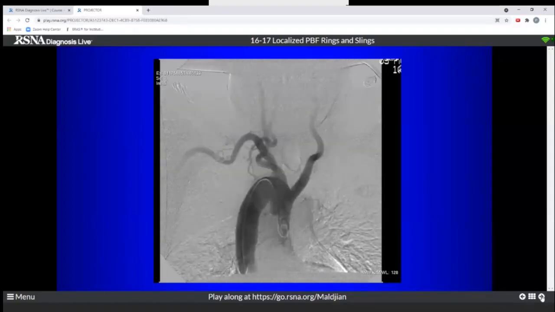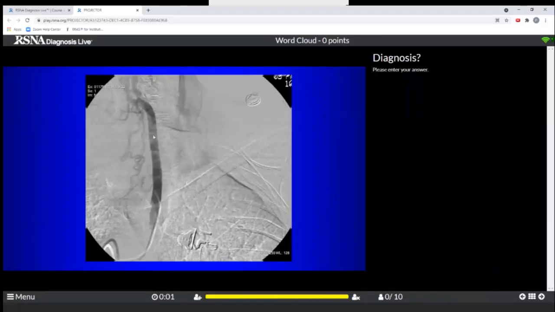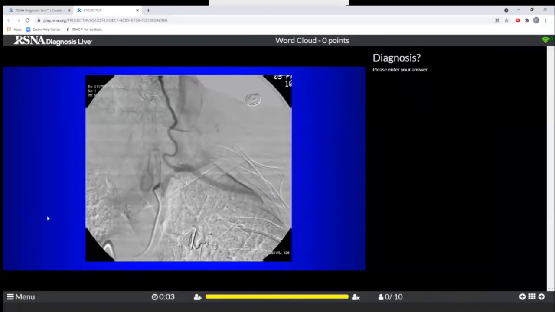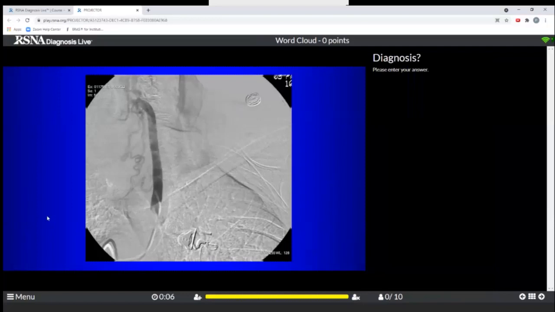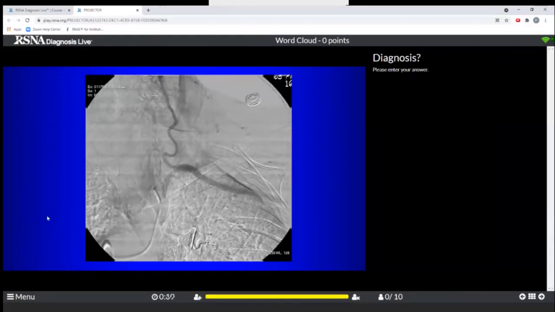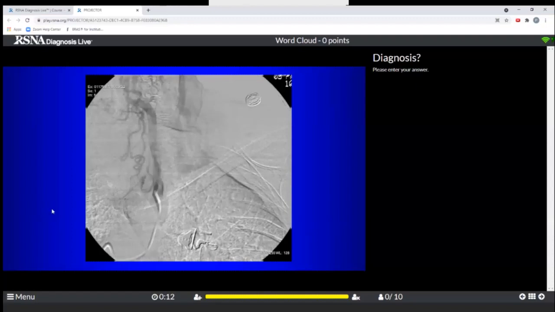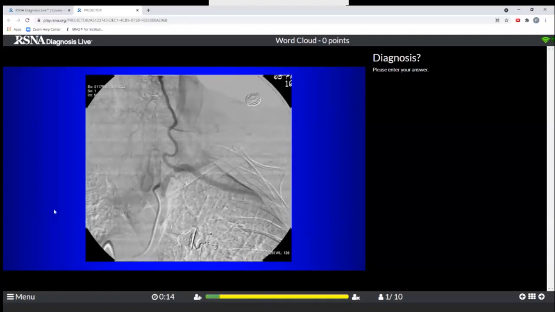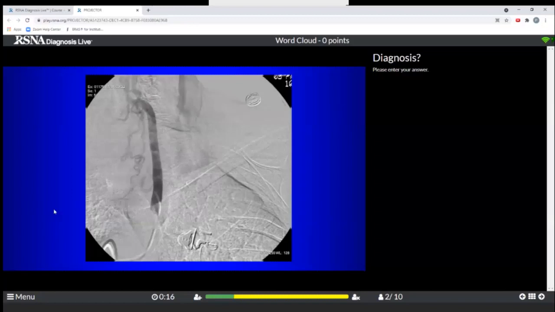And then I will show you here, this is an injection into the left common carotid. Direct injection into the left common carotid. Here's the subclavian. What's the diagnosis in this case? What do you suggest as your diagnosis here? How do you explain this?